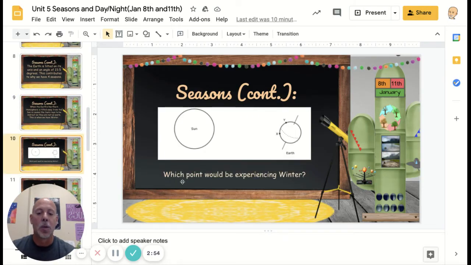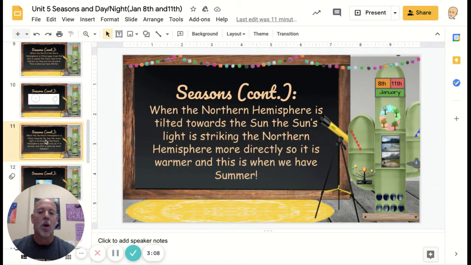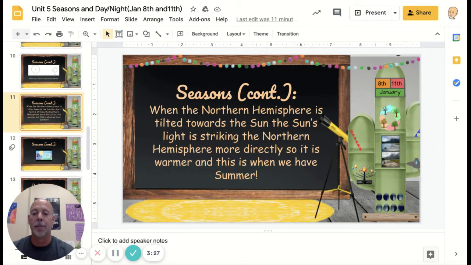So, question being, which point would be experiencing winter in this diagram? Okay, which one would it be Y or X? Y or X? When the northern hemisphere is tilted towards the sun, light is striking the northern hemisphere more directly, so it's warmer. So it's got a real direct path to us, so that more of that sun's heat is absorbed through our atmosphere and onto the planet, so it's warmer. So that's when we have summer, right?